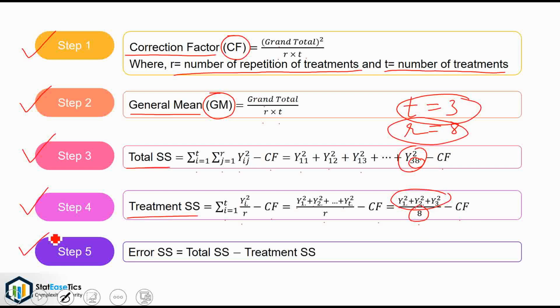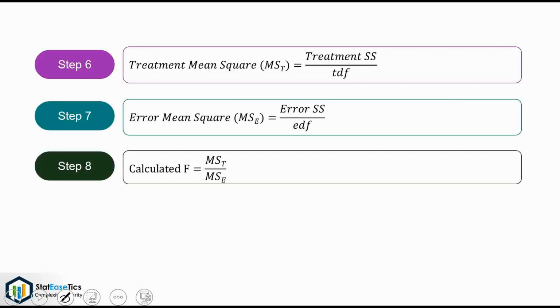Step 5 is calculation of error SS. Error SS is equal to total SS minus treatment SS. Step 6 is to calculate the treatment mean square, that is MST, which is the ratio of treatment SS to the treatment degrees of freedom. Step 7 is to calculate the error mean square, that is MSE, which is the ratio of error SS to the error degrees of freedom. And step 8 is to calculate F, which is equal to the ratio of treatment mean square to the error mean square.